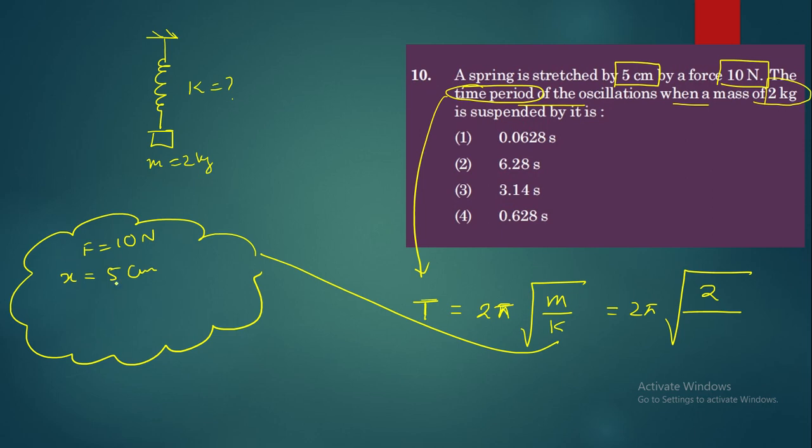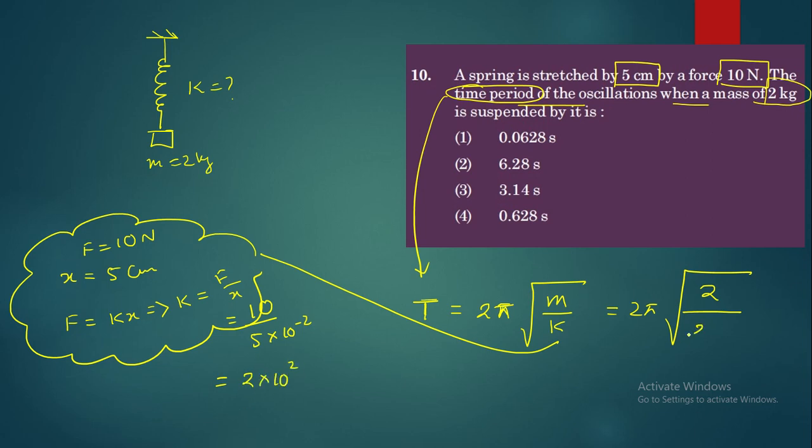This is the normal relationship between F and X. I skip the minus sign because this is force. While I write the force, we should not use minus sign. So K is equal to F divided by X. So this is 10 divided by 5 into 10 power minus 2, because it was given in centimeter. So this will be equal to 2 into 10 power 2.